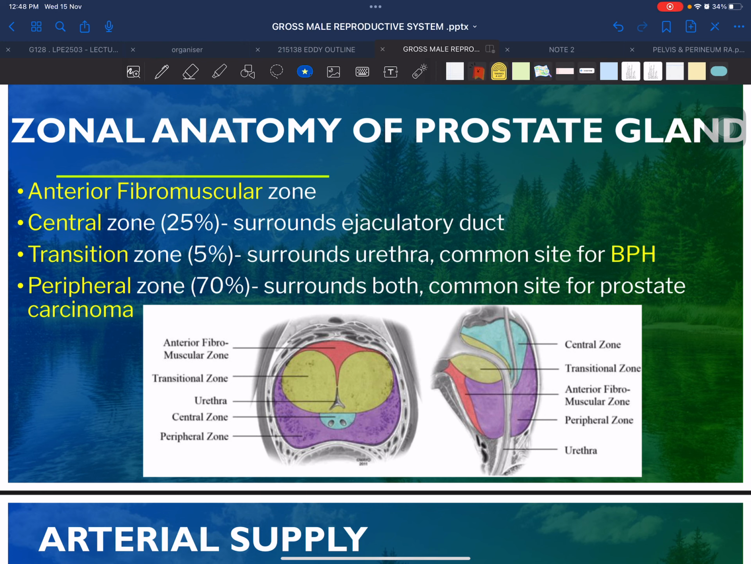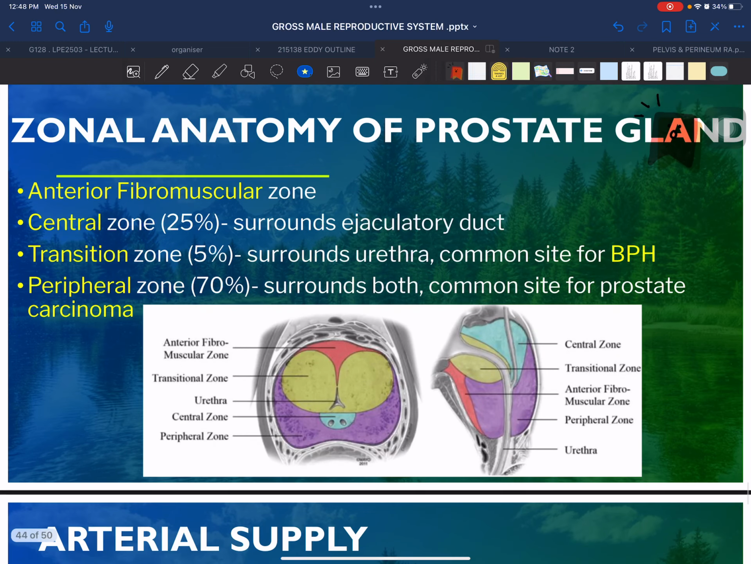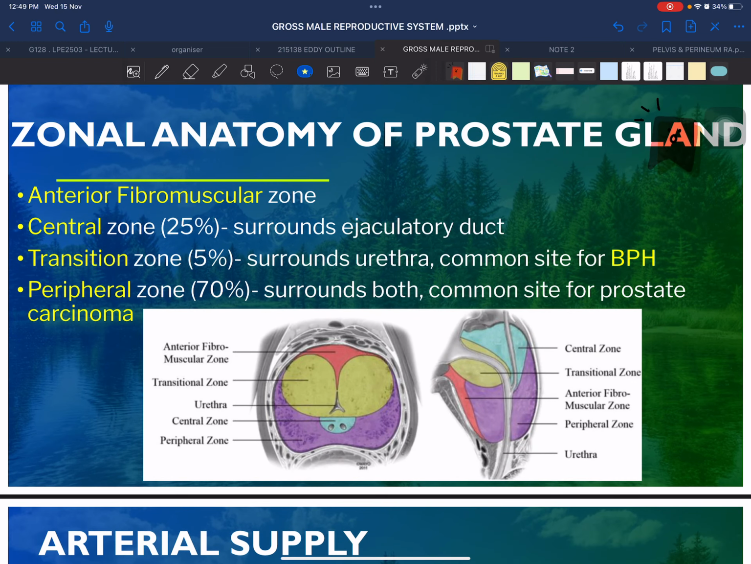So zone, there are 4. Anterior zone, which is fibromuscular zone, this is orange. This is the top view, the side view. Central zone. This is central zone, about 25% tissue, surrounds the ejaculatory duct. Left and right here. Central zone, in blue. This is ejaculatory duct.